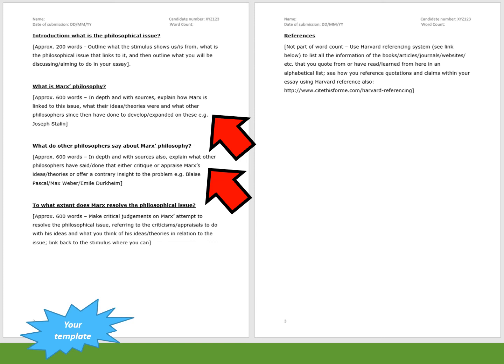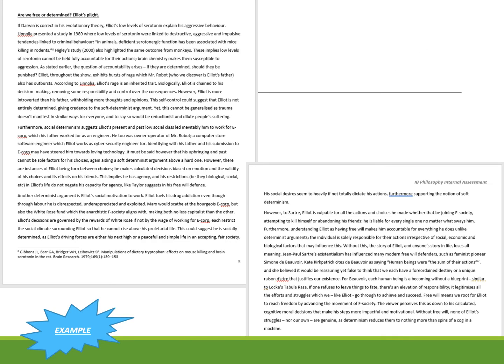So in the later section where it says, in this template here, what do other philosophers say about Marx's philosophy, where you're coming up with alternative points of view, or people who have critiqued Marx or who have supported Marx in the case of this scenario, you can begin analysing there and you can begin evaluating there too. And the evaluation comes at the end, and we'll come to that later down the line. So I'll put that in the orange, but the focus is the 2 red ones. It's those 2 sections really.